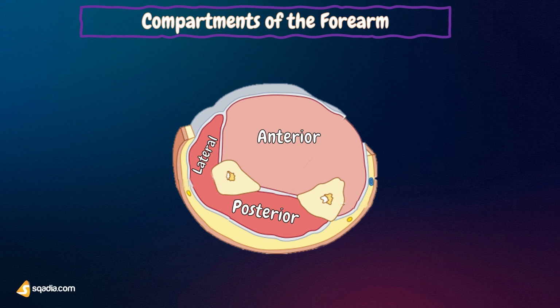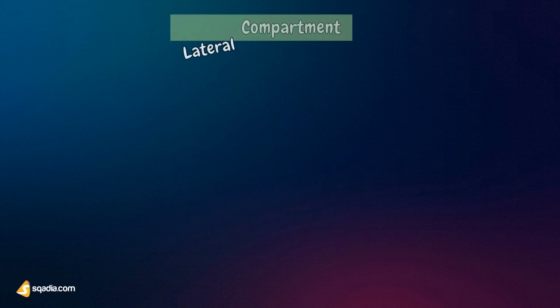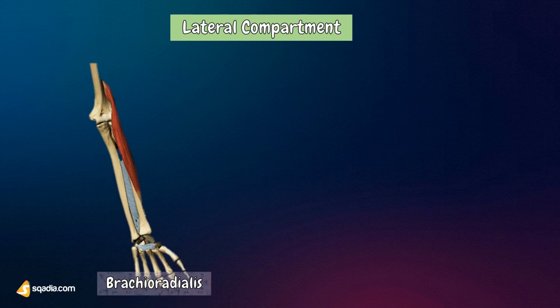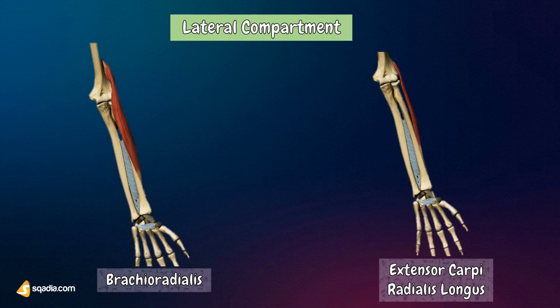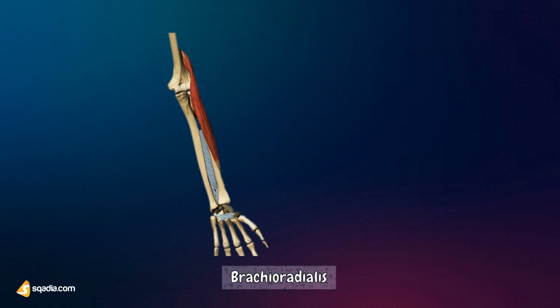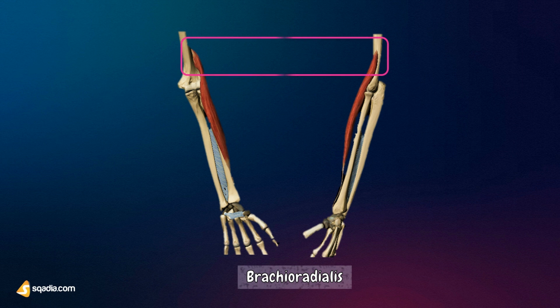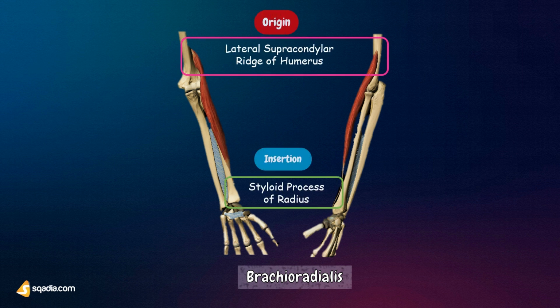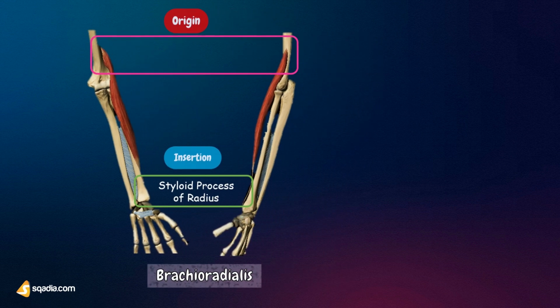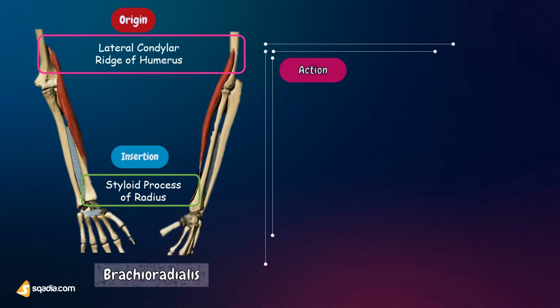The lateral compartment of the forearm only has 2 muscles, brachioradialis and extensor carpi radialis longus. The brachioradialis originates from the lateral supracondylar ridge of the humerus and is inserted into the base of the styloid process of the radius. This muscle flexes the forearm at the elbow joint and assists in the rotation of the forearm to mid-prone position.